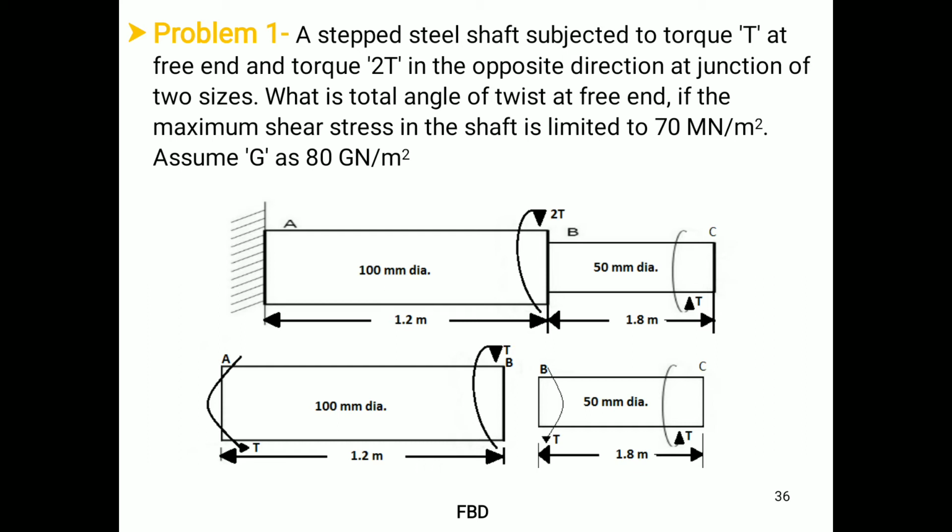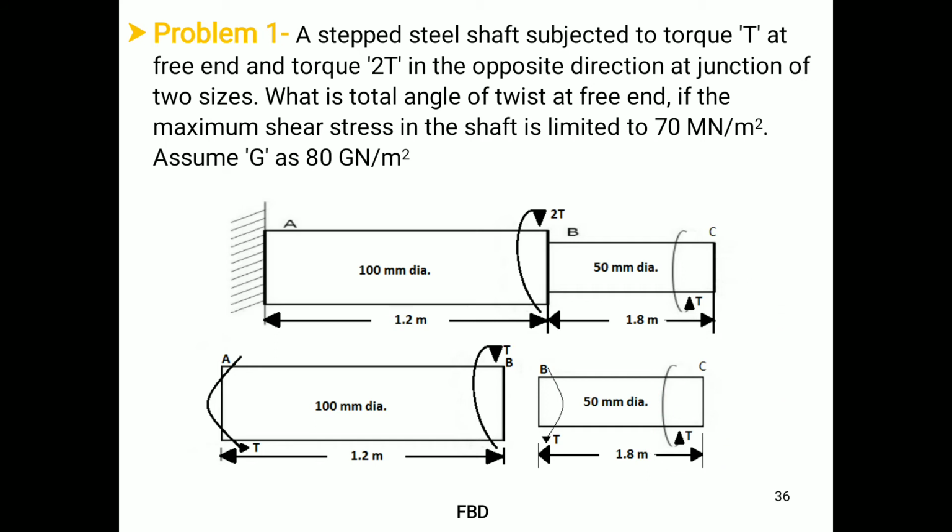So we will isolate BC from AB. When we isolate BC from AB, we have C, which is acting in anti-clockwise direction. C is subjected to torque in anti-clockwise direction. To maintain the equilibrium, you must apply equal and opposite torque at end B. Therefore, at C it is subjected to torque in anti-clockwise direction, so B will be subjected to torque in clockwise direction. In this manner you will keep shaft BC in equilibrium.